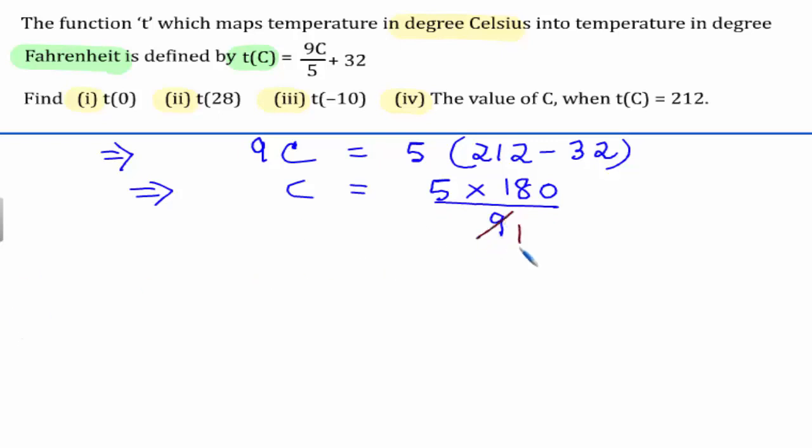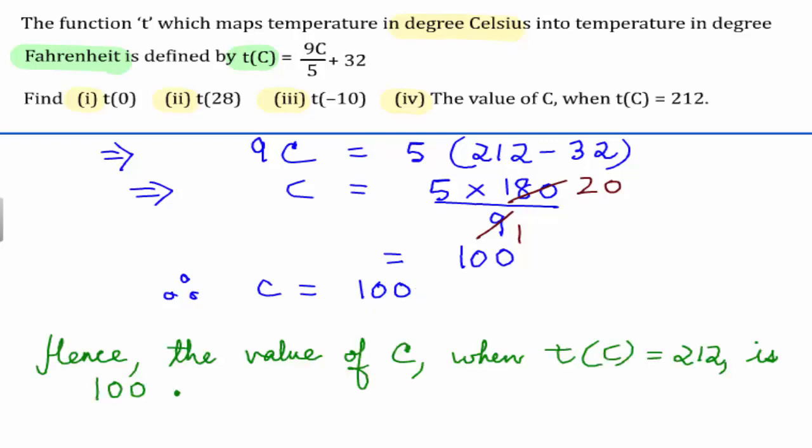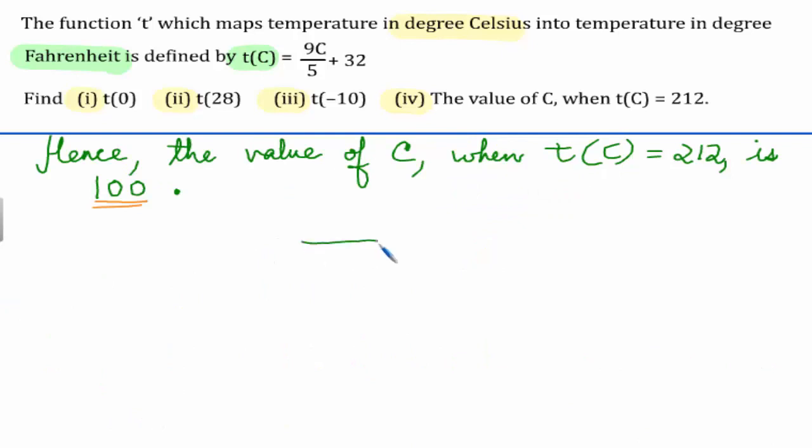So 9 times 1 is 9, 9 times 20 is 180. So 5 into 20 is equal to 100. Therefore, C is equal to 100. Hence, the value of C when T of C is equal to 212 is 100. So with this we come to the end of the solution of this question.